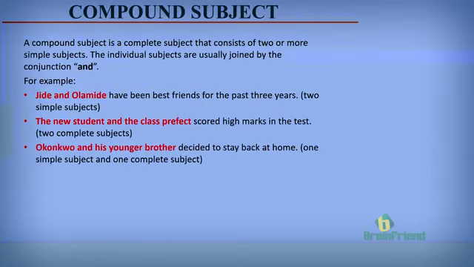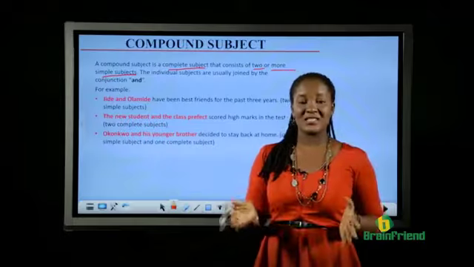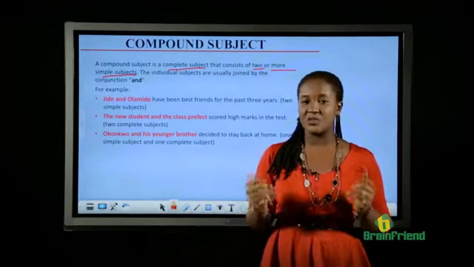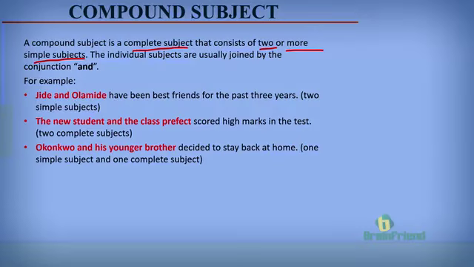And then the last type of subject we have is the compound subject. What is a compound subject? A compound subject is a complete subject that consists of two or more simple subjects. That's what a compound subject is. It's made up of two or more simple subjects. And these simple subjects are usually joined by the conjunction and.